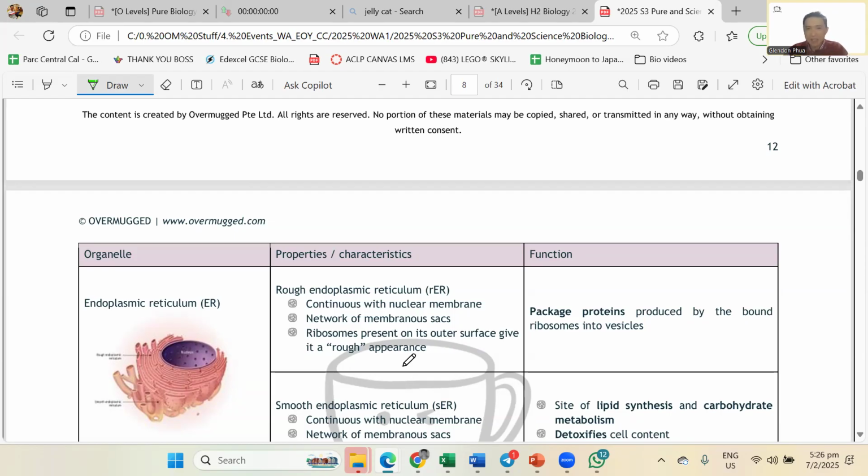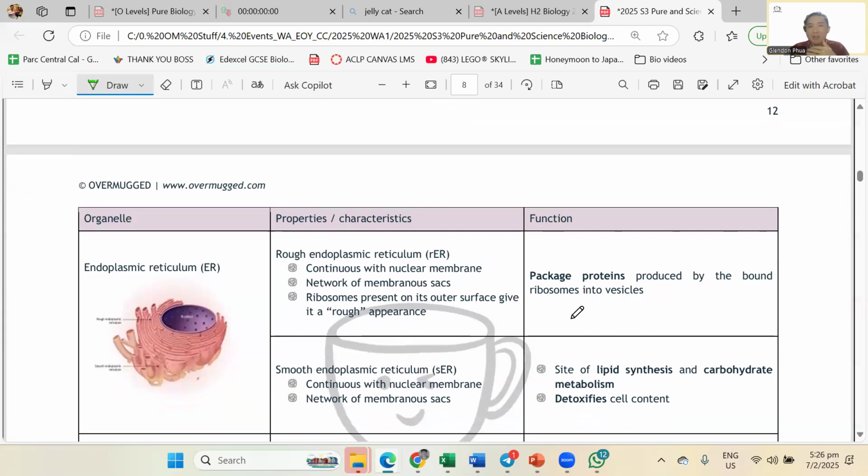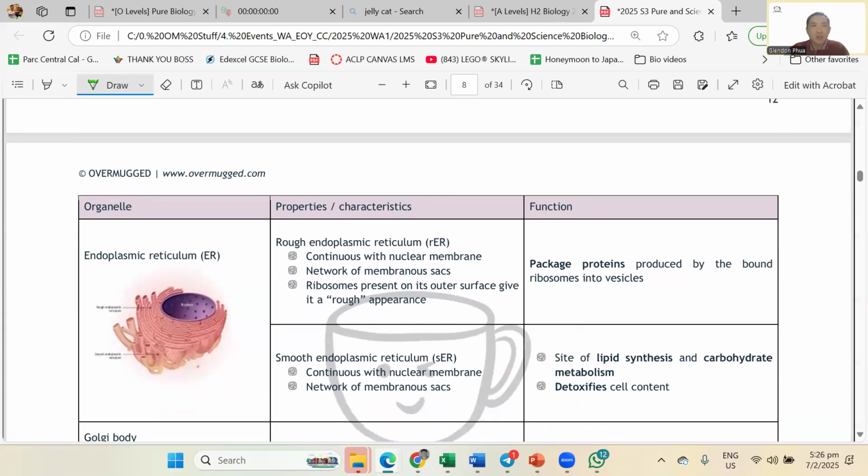Okay. Now, my ER, my smooth and rough, end of the day, notice, one handles protein, one handles lipids, which is fats and carbohydrates. So, end of the day, for your function, you just have to know which one handles which. Okay? And if you go back to the characteristics, RER is going to be like my marketing team.